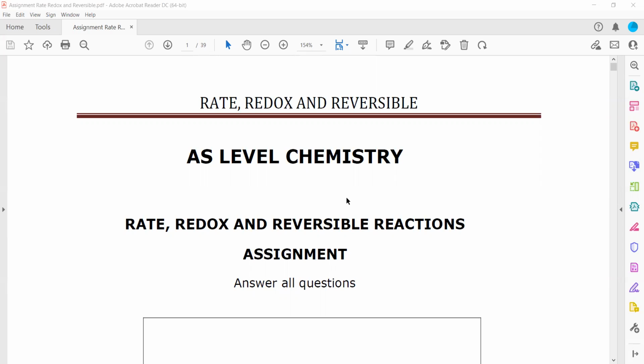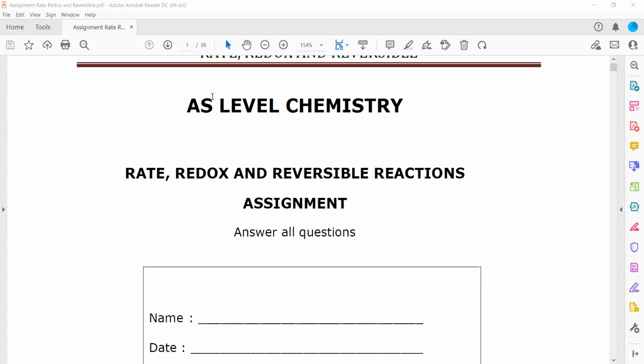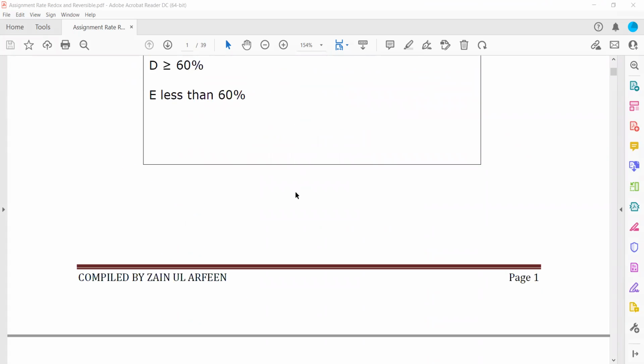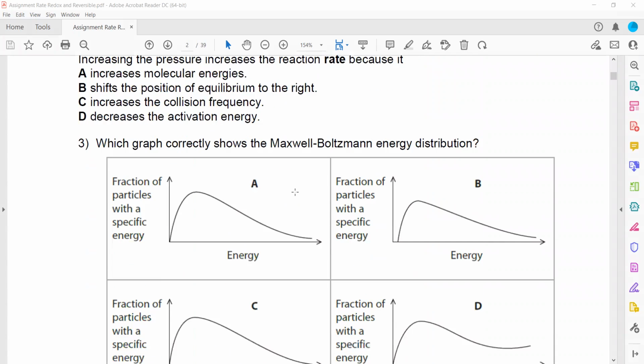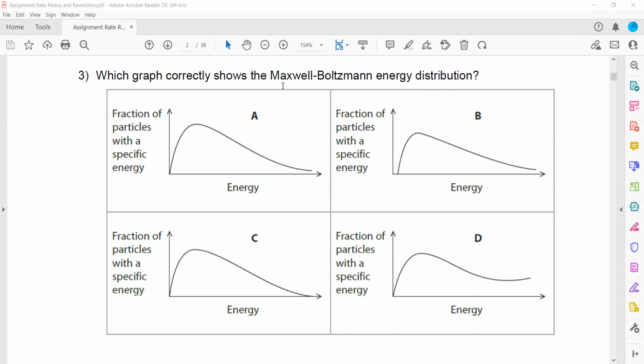So the doubts related to the topics rate, redox and reversible reactions. First one is question number 3. In question 3, which graph correctly shows a Maxwell-Boltzmann distribution of the energy?